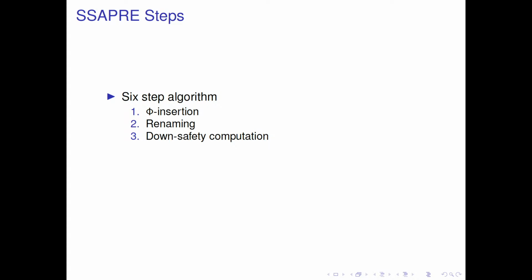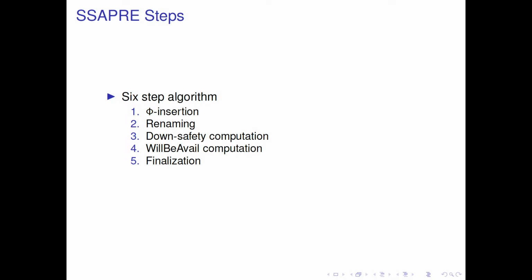Then you have to compute down safety. Down safety is something we discussed earlier. If I am introducing a new computation, is it going to be safe or not? It should not create extra computation on a path where something was not there. Then you compute will-be-available computation, where all this computation will be available if I insert it.